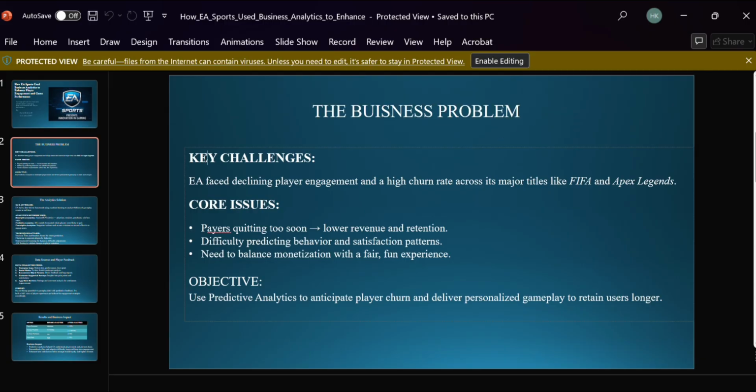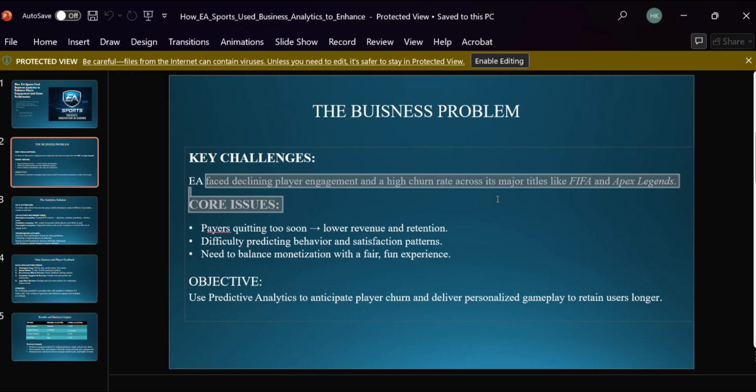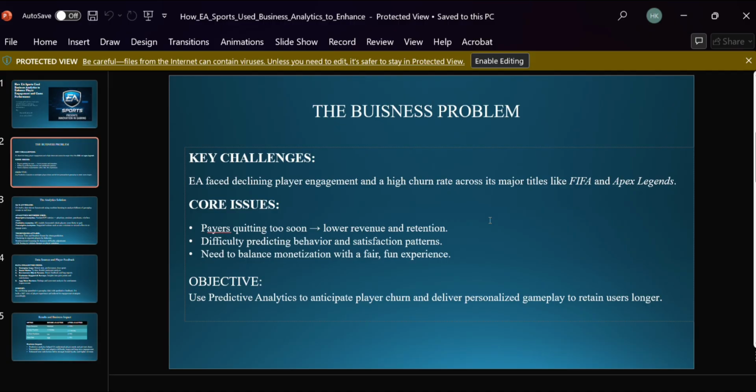As gaming became more competitive, EA started noticing a serious issue: players were quitting too soon. Many gamers downloaded the game, played for a few days, and then simply stopped. This high player churn meant fewer active users, lower revenue, and declining engagement. It also hurt EA's reputation because players felt that the games were either too hard, repetitive, or not rewarding enough.